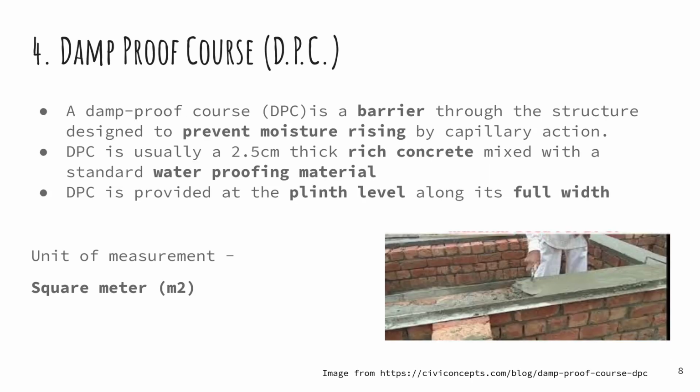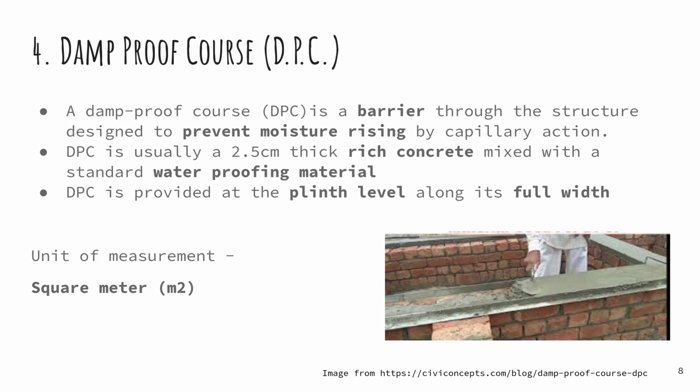And towards right, you can see the picture where stone soiling is being done. And now, damp-proof course. A damp-proof course is a barrier through the structure designed to prevent moisture rising by capillary action. So DPC is usually a 2.5 centimeter thick rich concrete mixed with a standard waterproofing material. DPC is provided at the plinth level along its full width. And here the unit of measurement is square meter.